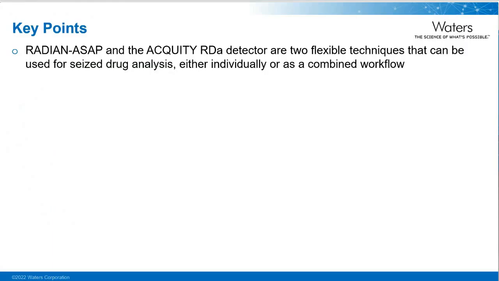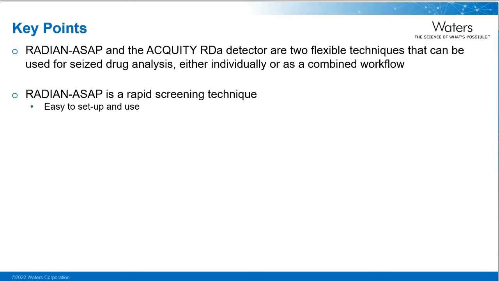The RADIAN-ASAP and the ACQUITY RDa detector are two flexible techniques that have demonstrated their potential of being used for seized drug analysis. Here we have illustrated one way in which these instruments can be utilized in the form of a complete workflow: the RADIAN-ASAP for a preliminary screen and the ACQUITY RDa for a subsequent confirmation analysis. The RADIAN-ASAP has been shown to be a rapid screening technique that is effortless to set up and use. Sample preparation is a simple dilution, and results are obtained within minutes with the use of the LiveID software and expandable library.